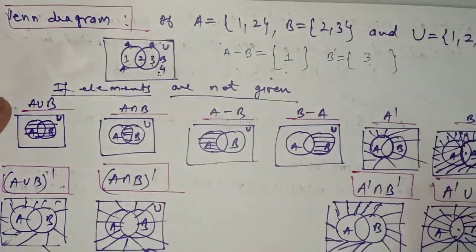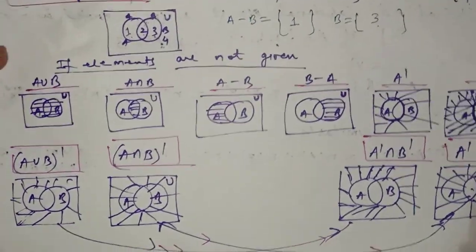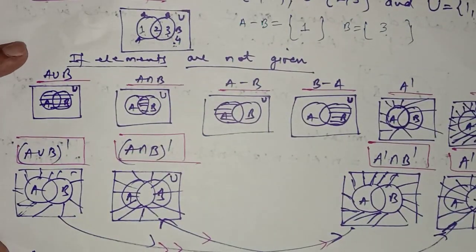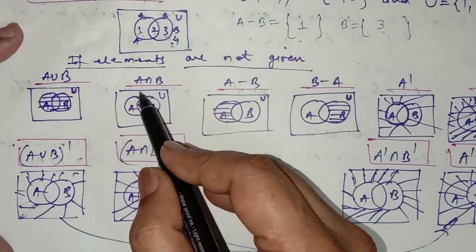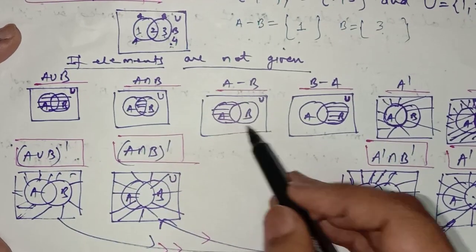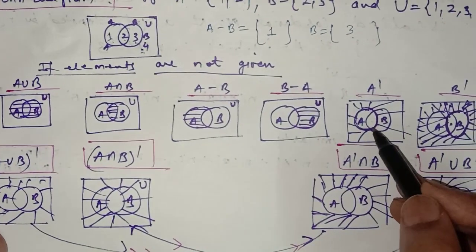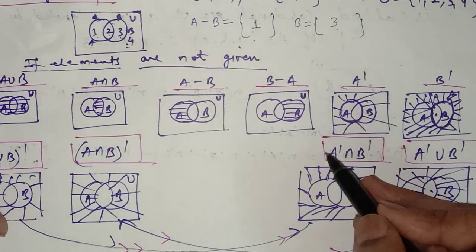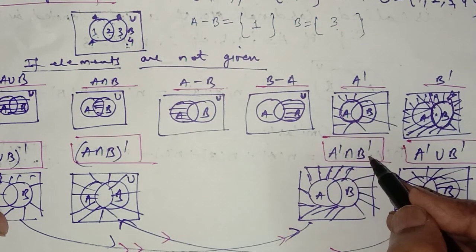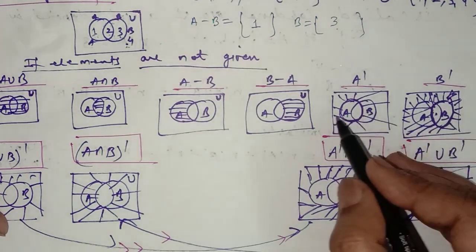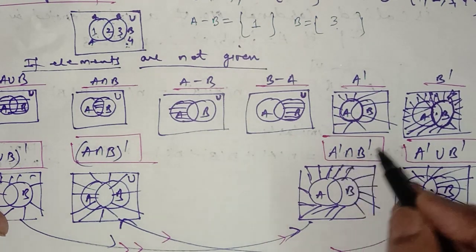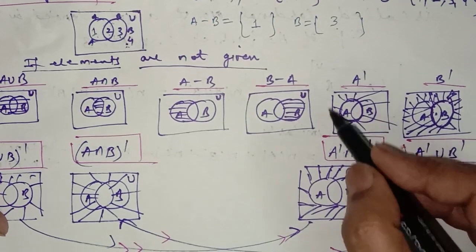Now as we have done the proof of De Morgan's law with an example, I've taken it again. This is A union B, this is A intersection B, A minus B we have discussed, B minus A we discussed, A complement we discussed, and now B complement we have discussed. See it very carefully. Now if I have to find A complement intersection B complement, that is the common to both, only the outside portion is there.